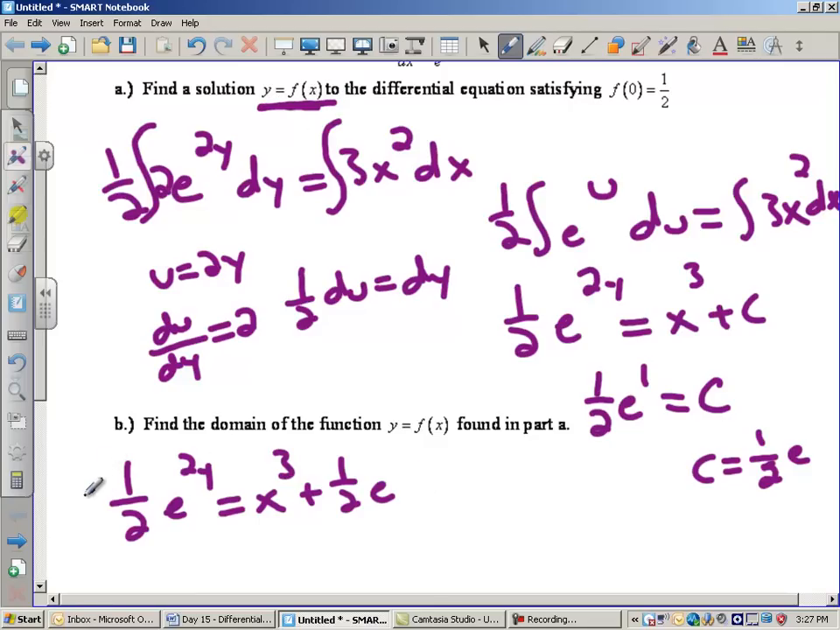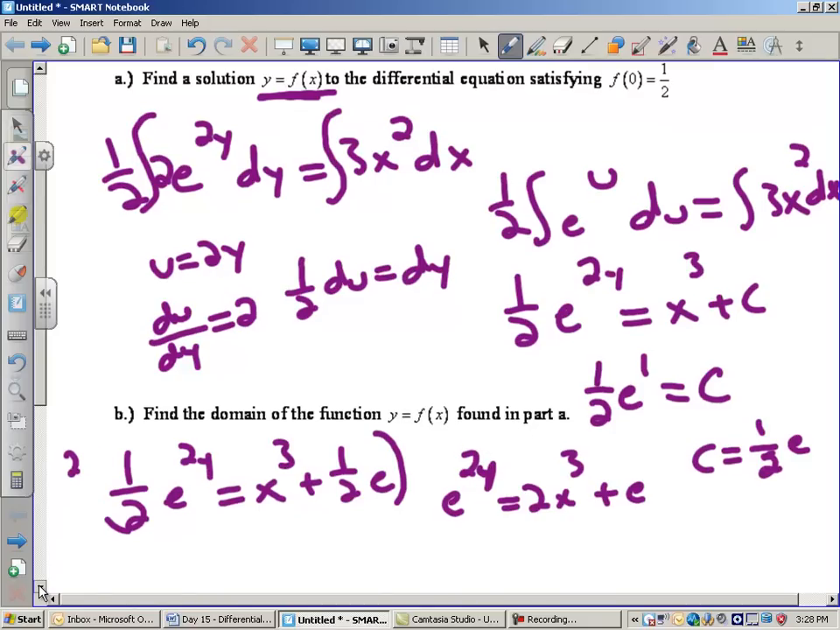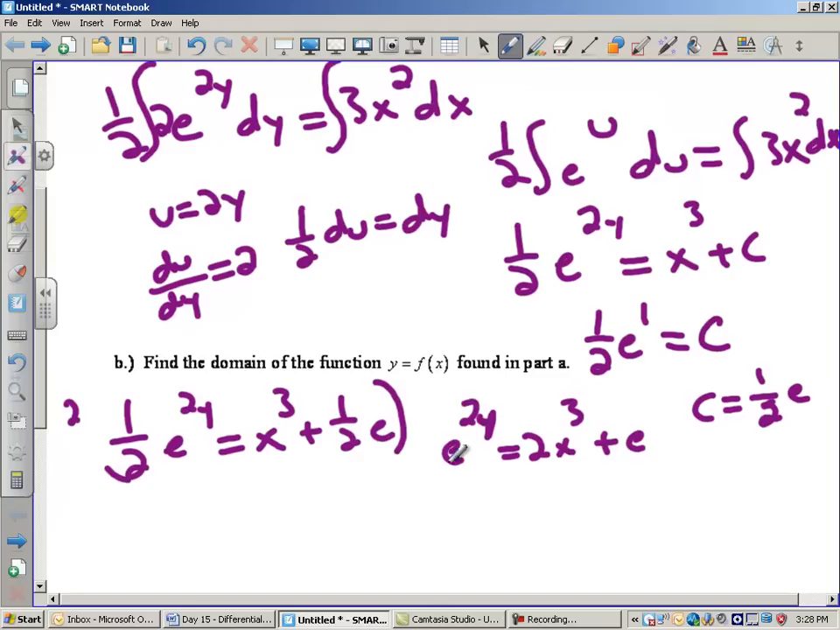So the first thing I'm going to do is double both sides. I'm going to multiply both sides by 2 to clear my fractions. So that gives me e to the 2y equals 2x cubed plus e. And then the last step is we have to solve it for y. Now you learned this in pre-cal. If your y, or your variable you're looking for, is up in the exponent, you're going to have to use logarithms. So I'm going to take the natural log of both sides.